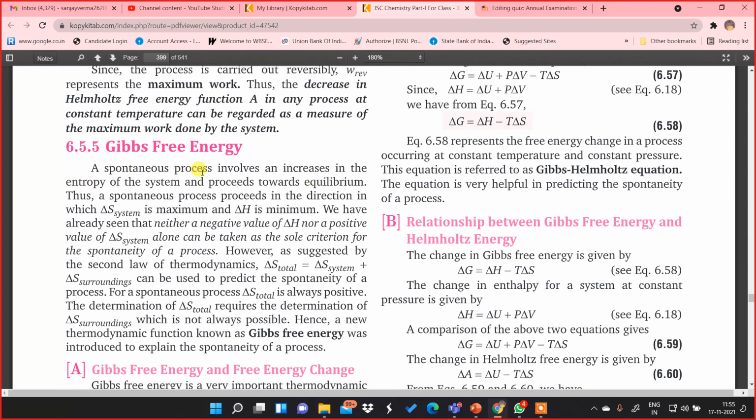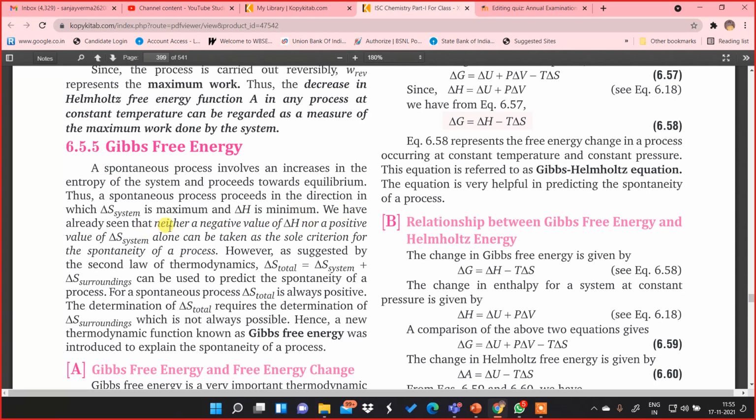Okay, now what is Gibbs free energy? The Gibbs free energy, we can say it is the energy which is available to do useful work. So we can talk about Gibbs free energy. A spontaneous process involves an increase in the entropy of the system, we know that, and proceeds fast towards equilibrium. Thus, a spontaneous process proceeds in the direction in which the entropy change of the system is maximum and the enthalpy change of the system is minimum.